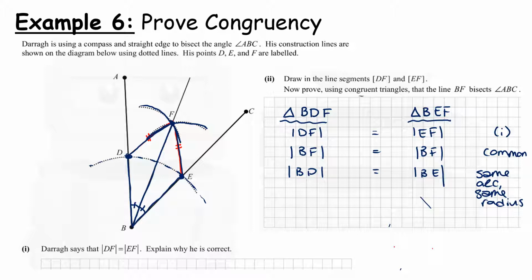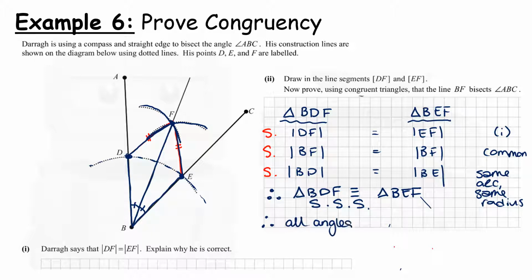So we've proved that three sides are the same. Therefore, we can say triangle BDF is congruent to triangle BEF because we've used side, side, side. Now, just be careful. Then we have to actually answer the question. Therefore, all angles are the same.